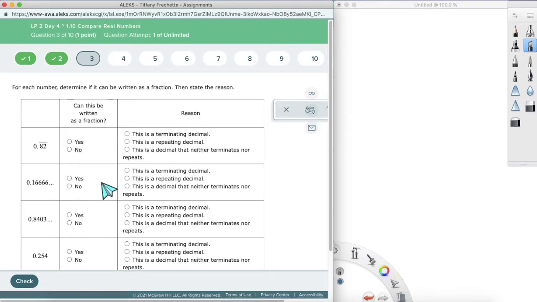Okay, for each number, determine if it can be written as a fraction, then state the reason.